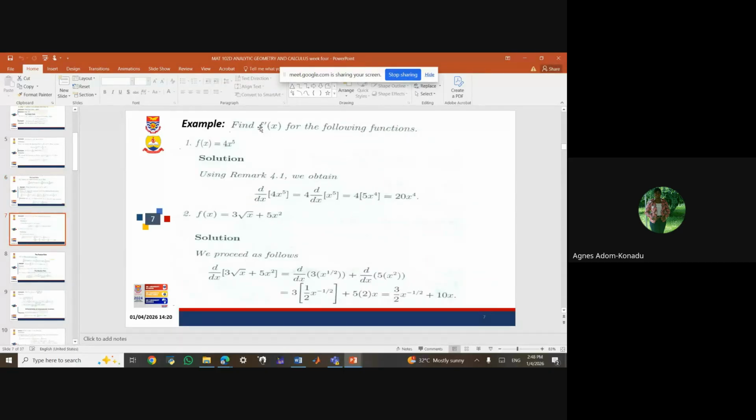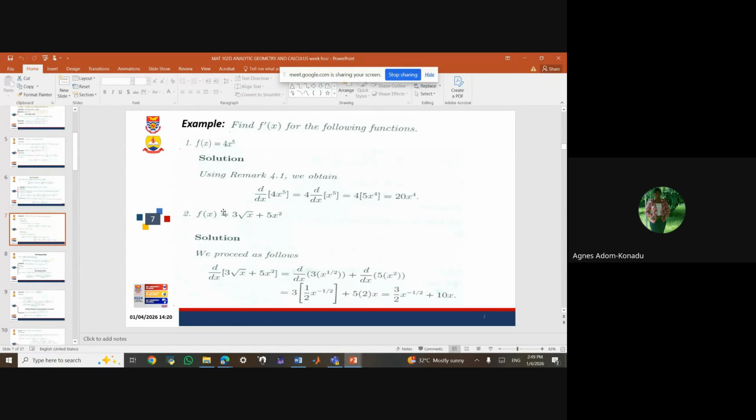So for example, find f prime for the following function. So I have f of x equal to 4x to the power 5. So that will be, I will have d dx of 4x to the power 5. I'll bring the 4 out, then I have d dx of x to the power 5. Differential of x to the power 5 is 5x to the power 4. So 4 times 5 is 20. So I have 20x to the power 4.